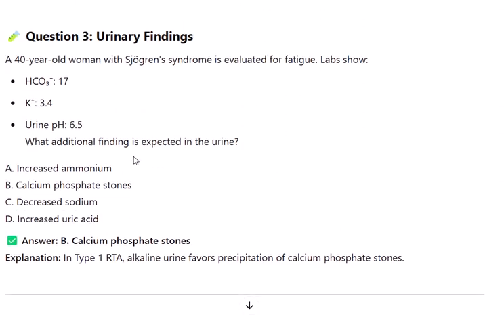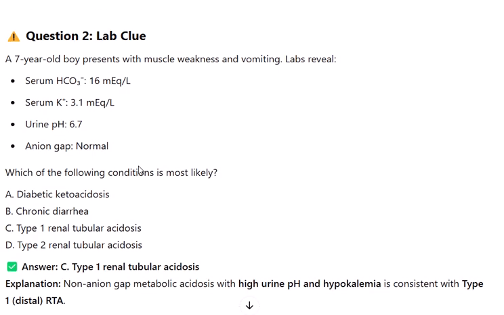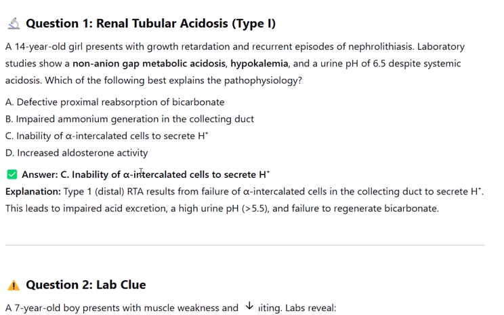Here are USMLE-style questions focused on the inability of α-intercalated cells to secrete H+, which leads to type 1 renal tubular acidosis, RTA, and non-anion gap metabolic acidosis. Each question includes 4 answer options and an explanation. Question 1. Renal tubular acidosis, type 1.